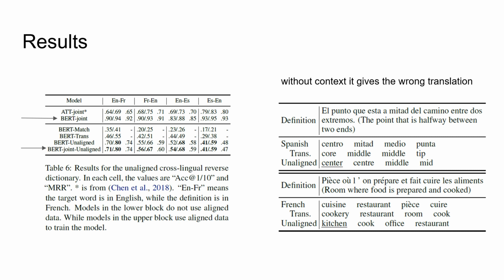As you can see in the table, by using the multilingual BERT model, we don't need any paired data, but we can still reach not bad performance. The right-side table shows that if we input a Spanish definition into the monolingual reverse dictionary and translate the target Spanish word into English, the result will be wrong. But the unaligned cross-lingual reverse dictionary can output the correct answer. It may be because it considers the context, not a single word translation.